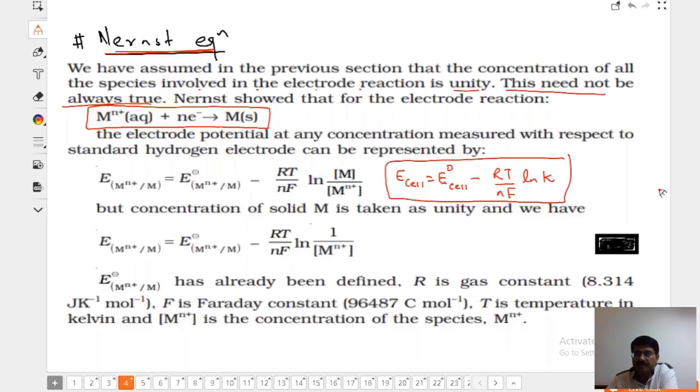Have you written? This relationship will be important. He's doing the same thing, and he says the concentration of solid M is taken as unity, so we do not write it. So we write it as 1 and this is Mn plus only. Dipesh, just write this equation. E cell at other than 1 molar concentration equals E naught cell minus RT by nF natural log of K. What is E naught cell? It will be coming from the half equation.